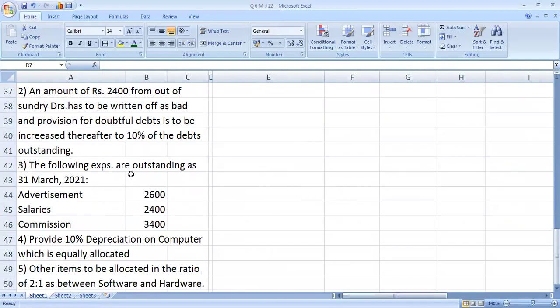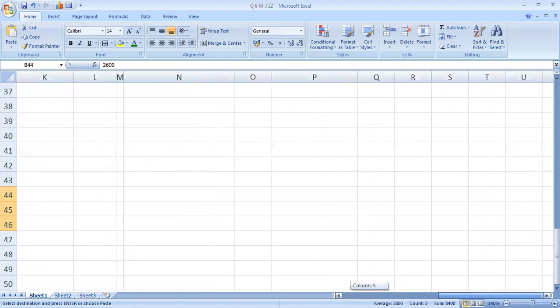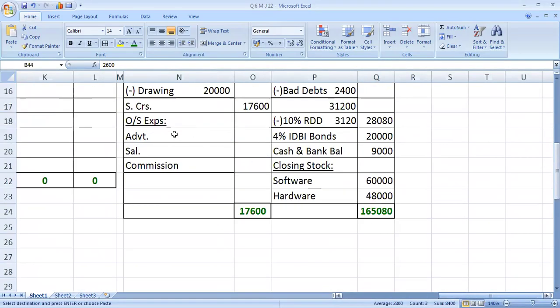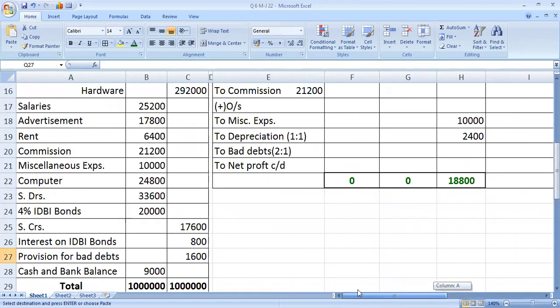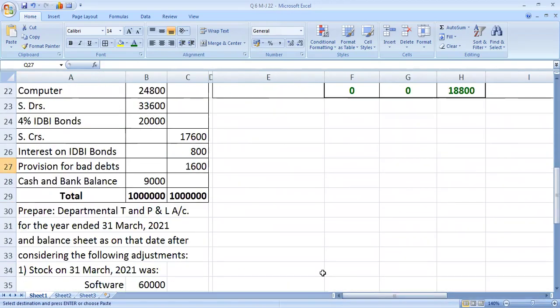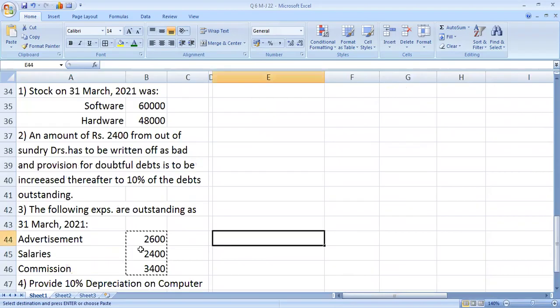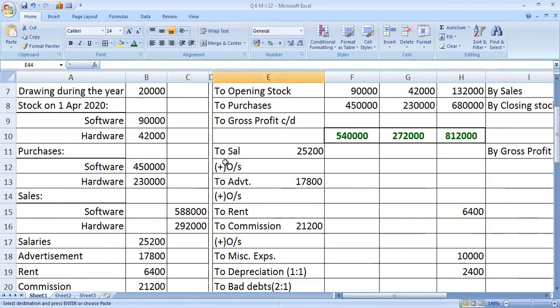Adjustment number three. The following expenses are outstanding as on 31st March 2021. Advertisement 2,600, salary 2,400, commission 3,400. First effect, balance sheet liability side under the heading of outstanding expenses. Second effect, add in concern related item. 2,600 is the advertisement. Add in advertisement 2,600.